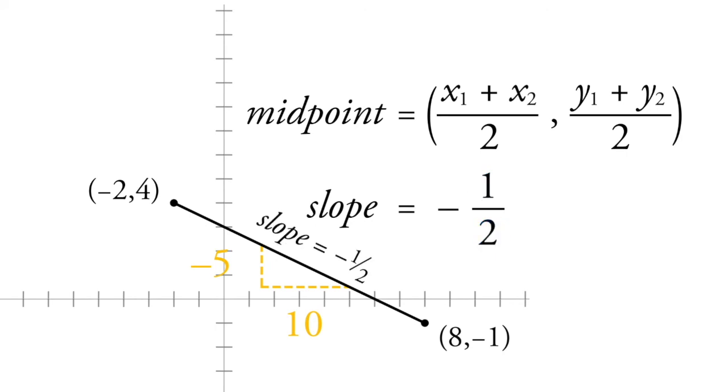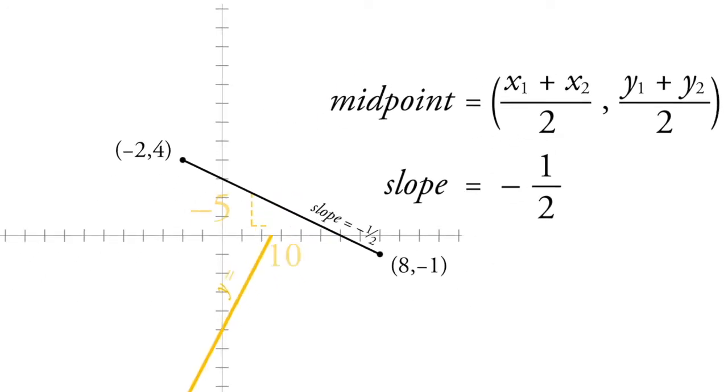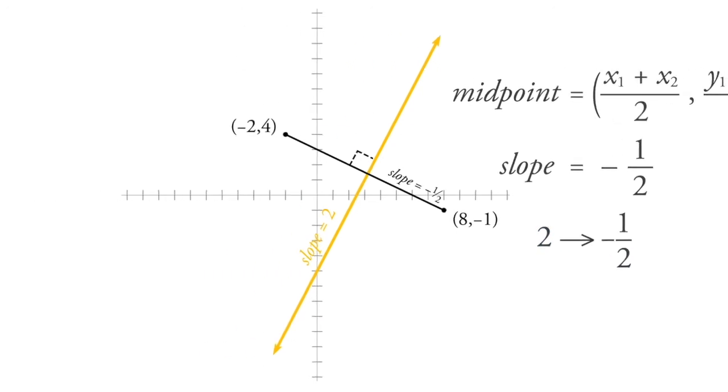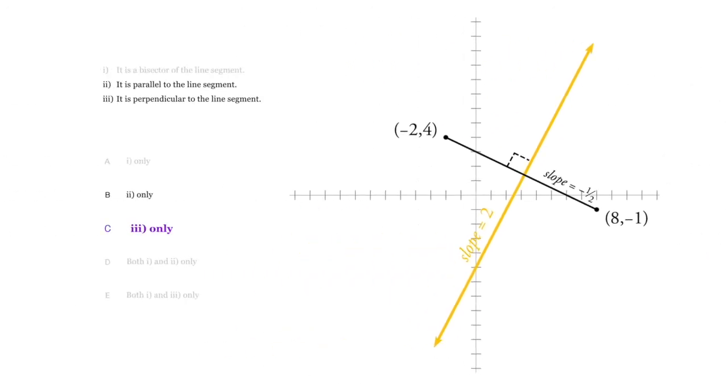So that's our slope of this particular line segment, right? So we can just draw the little slope triangle like that. So now if we look at our line, that's got a slope of 2. So one's got a slope of 2 and one's got a slope of negative 1/2. That's the negative reciprocal. And so we know it is perpendicular. And that's why the correct answer is this one, that it is perpendicular to the line segment.